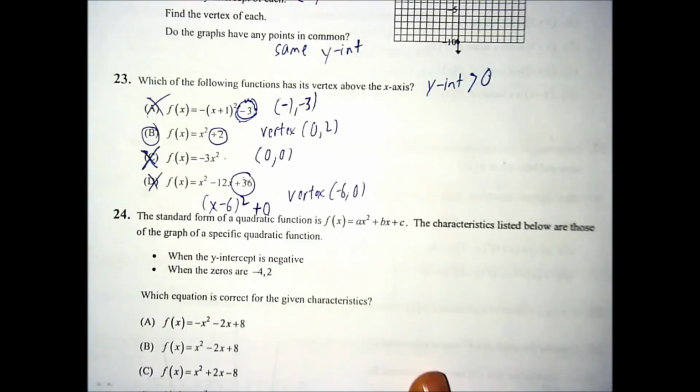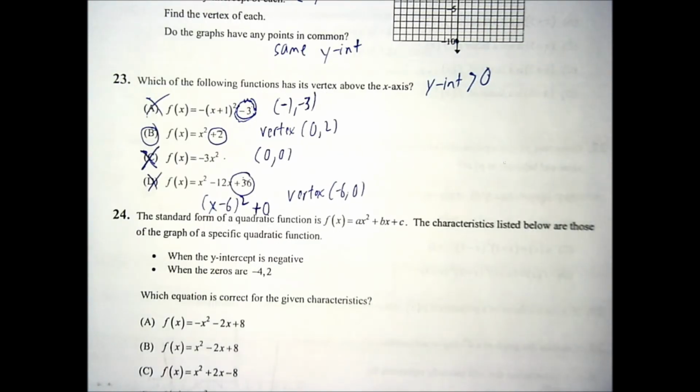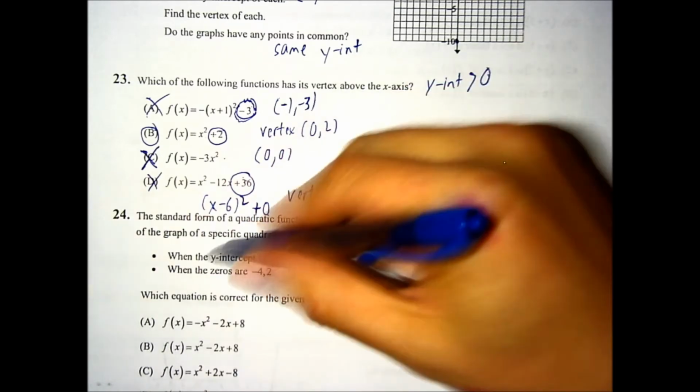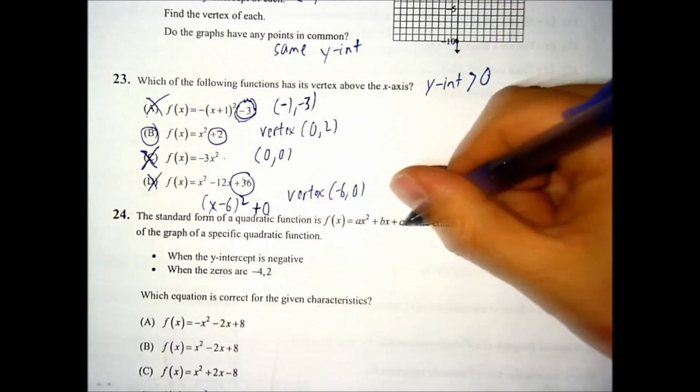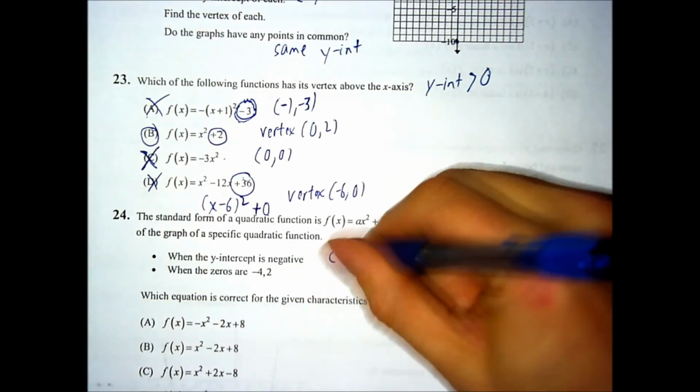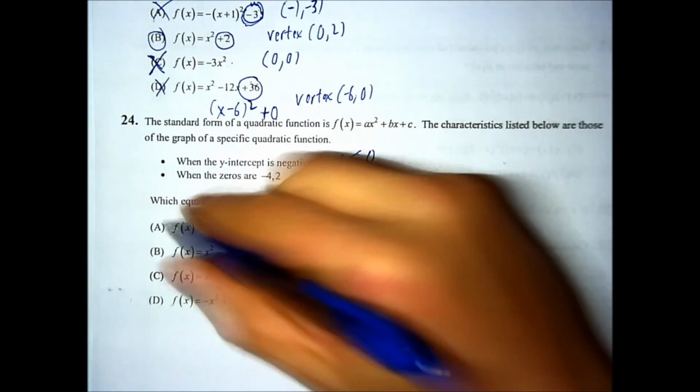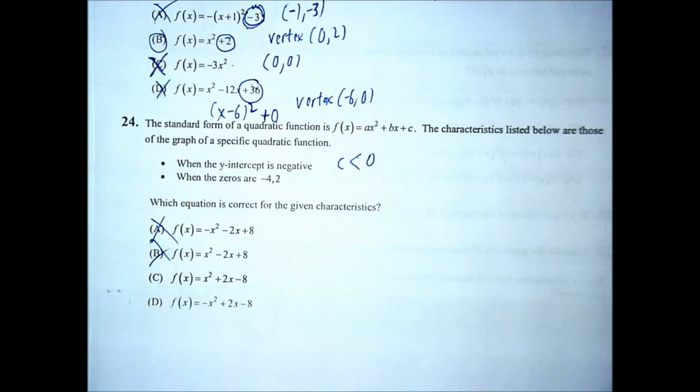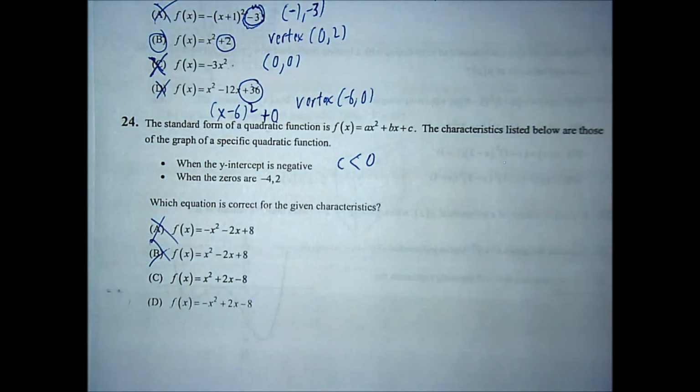All right, question 24. The standard form of a quadratic function, ax squared plus bx plus c, same as it's always been since quadratic forms were introduced. The characteristics below are those of the graph. So when the y-intercept is negative, so c is negative, c is less than 0, meaning that options A and B are inappropriate. And the zeros are at -4 and +2.